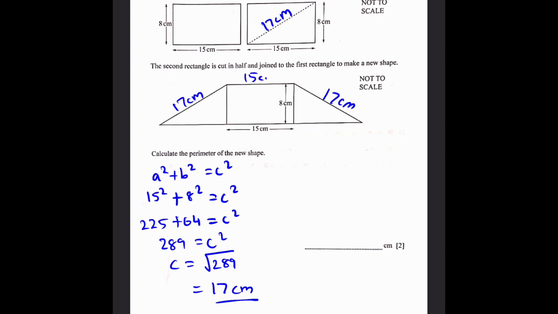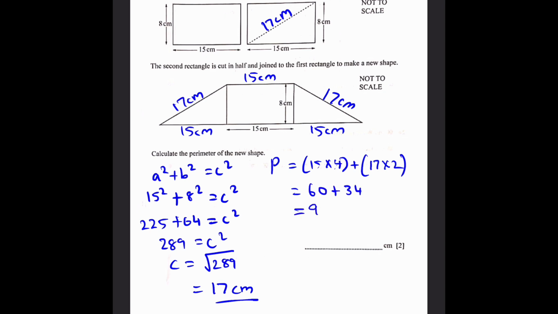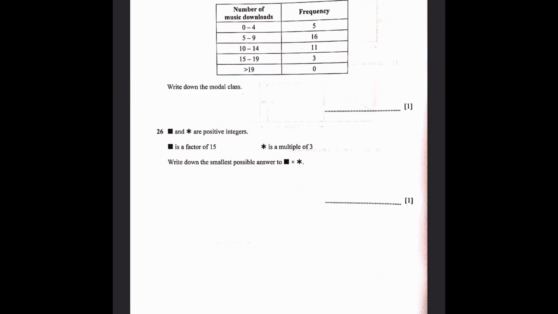Now we just write down all the other lengths. There's 15, 15, and another 15. So we have 4 15s and 2 17s. Let's start by saying the perimeter is equal to 15 into 4 plus 17 into 2. That's equal to 60 plus 34, which is equal to 94 centimeters. 94. That's the answer. Let's move on to question 25.